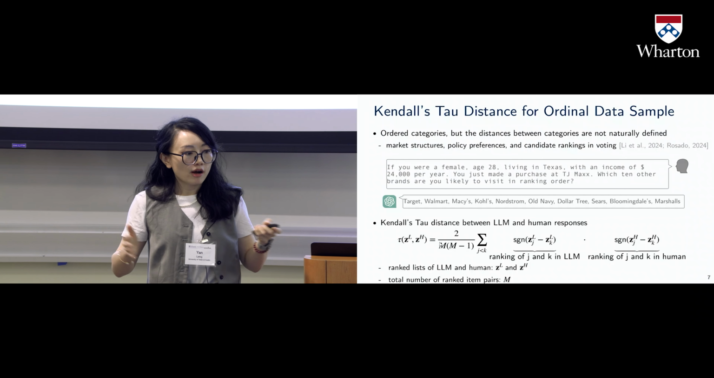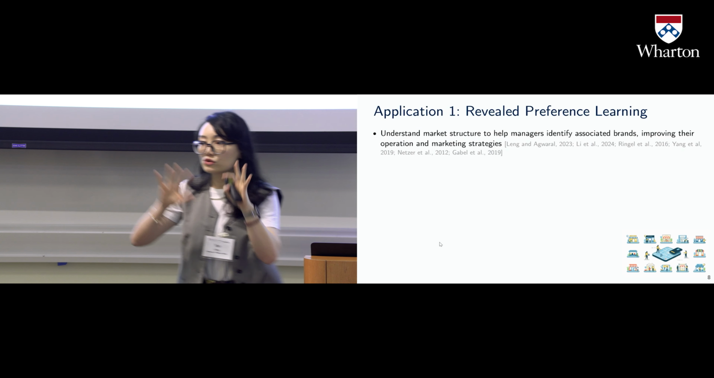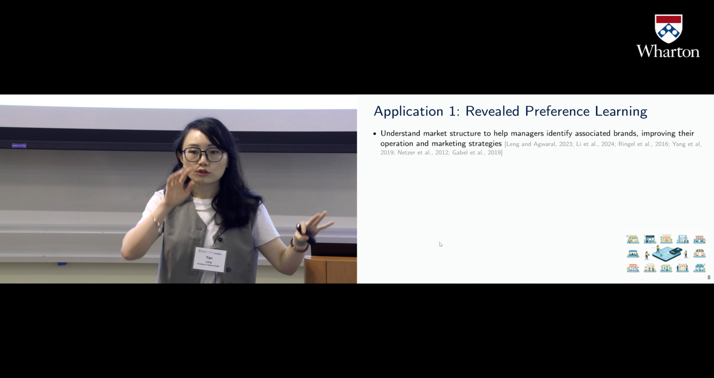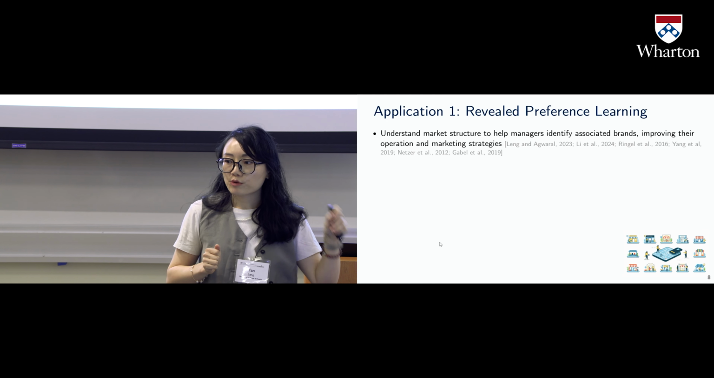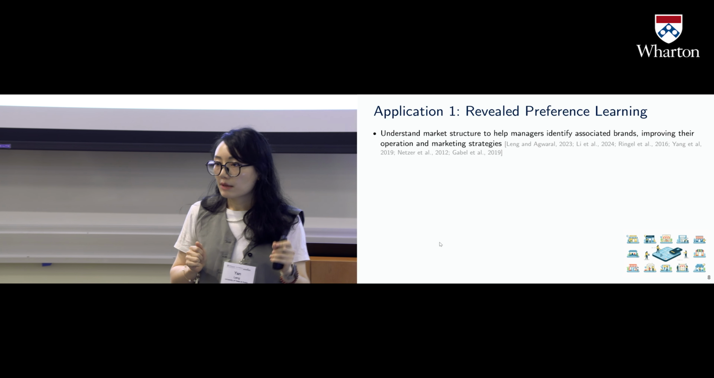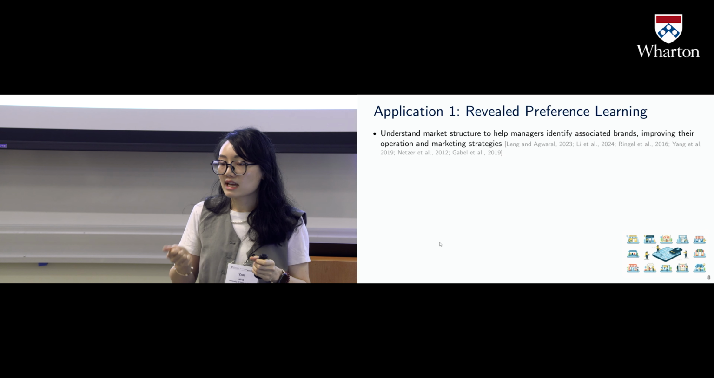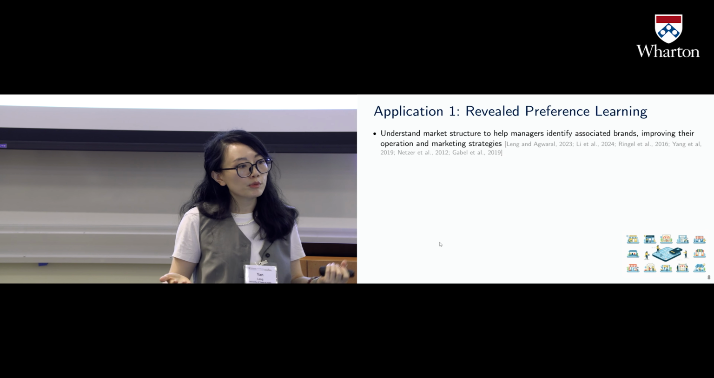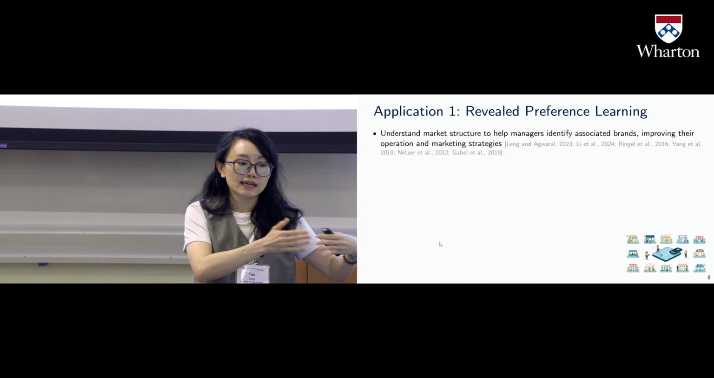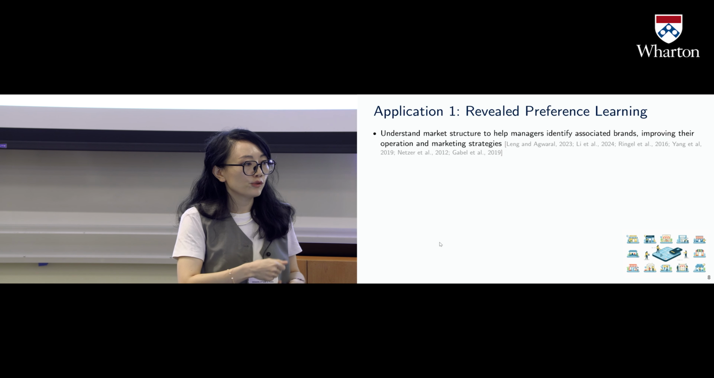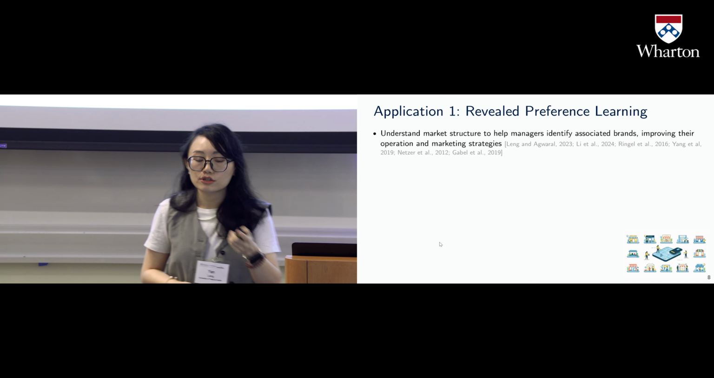So that wraps up our framework, and we apply our method to two types of applications. One is preference learning, and the other is opinion learning. We start with revealed preference learning, and the specific application is to understand market structures, which can help brands identify associated brands, so that this can improve their operations and marketing strategies.